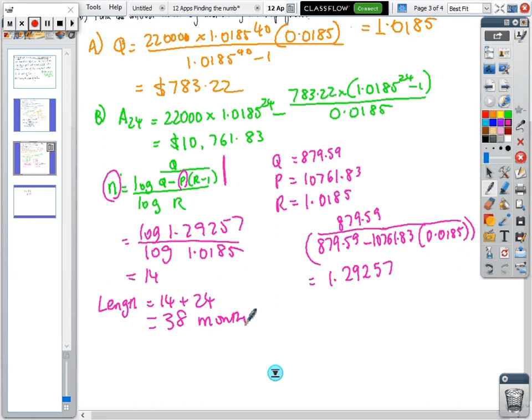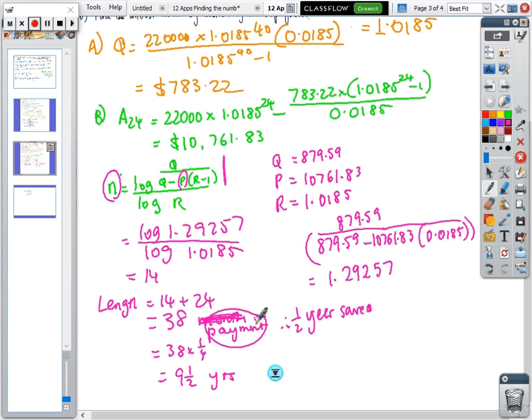And so how long have, 38 payments, not months, 38 payments. They're not months, they're quarters. So 38 times a quarter. So we've got 9.5 years. So therefore, we've saved half a year. So back here, the payments were quarters, not months. So 38 times a quarter is 9.5 years. So I've saved half a year.